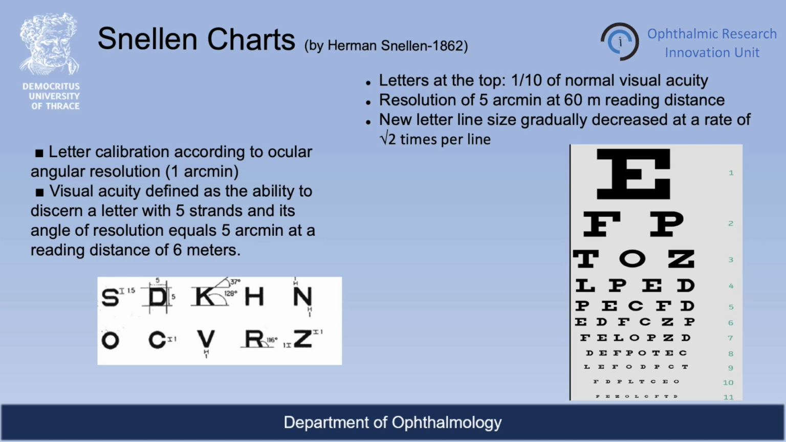Snellen charts consist of letters which, at the top of the chart, require 1 out of 10 of the normal visual acuity and can be read with a resolution angle of 5 arcmin, from a reading distance of 6 meters. The letter size is gradually decreased, with each new letter line being a square root 2 times smaller than the previous one.